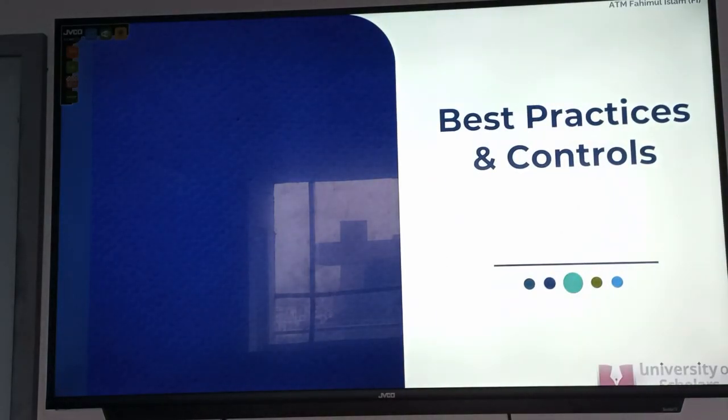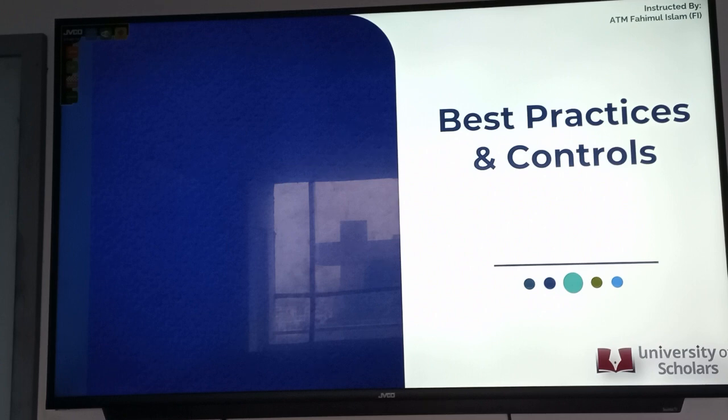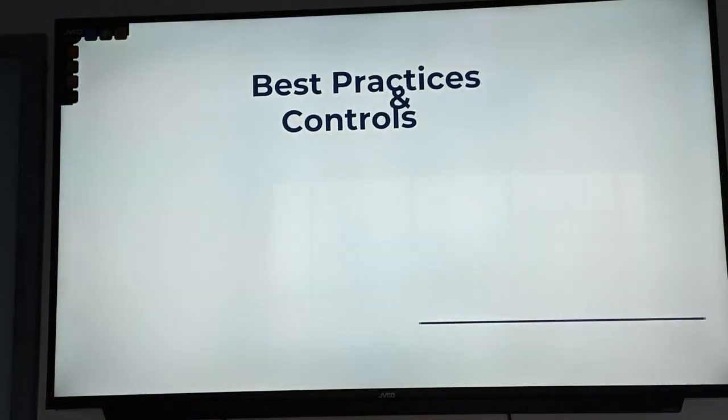Now, let's talk about some best practices and controls we should follow in our daily life, on a day-to-day basis. It can also be applicable for large financial institutions, any manufacturing company, anything you say. These techniques or methods should be followed, and these are the best practices in the industry.